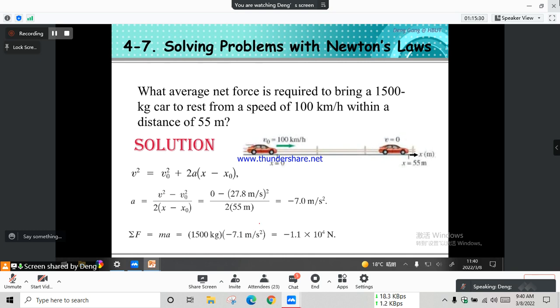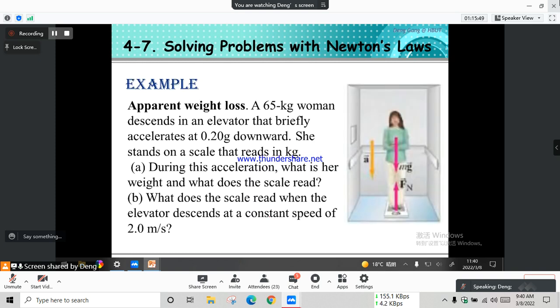So this one is relatively simple because it's in one dimension, and so the force must be applied in this direction. Okay.